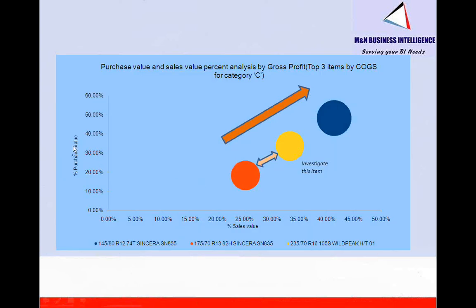Now we look at it slightly differently. What we did was we took the top 3 items in the category C by cost of goods sold, and we looked at the percentage sales by purchase value and the percentage sales value, and marked it by the gross profit. So as the curve goes up, your circle size increases. But here you see the gross profit for these two is approximately the same. So probably they need to investigate 235 by 70.